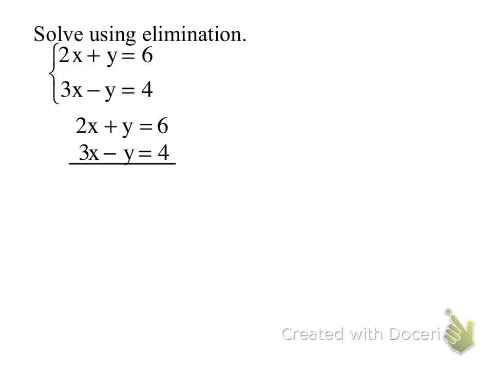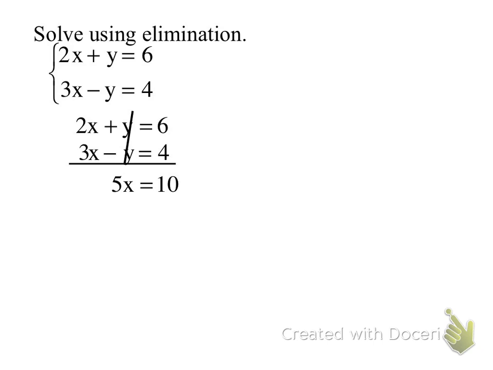2x and 3x makes what? 5x. And positive y and negative y make? Nothing. 0. And 6 plus 4 equals 10. So I'm basically eliminating a variable using the additive inverses. Using the additive inverse. See the sign right there? Additive inverse is adding a positive and a negative. Okay, so now what would we do?